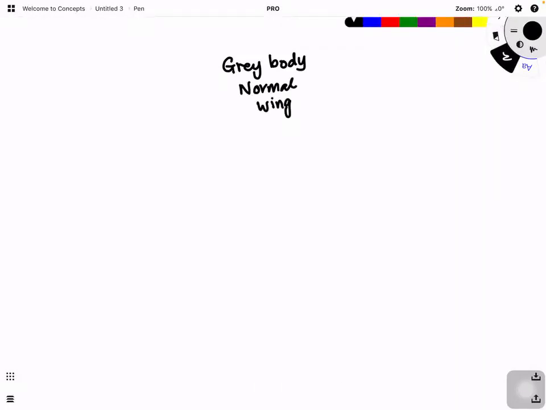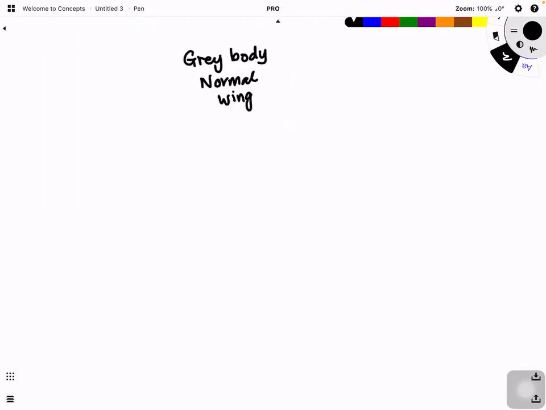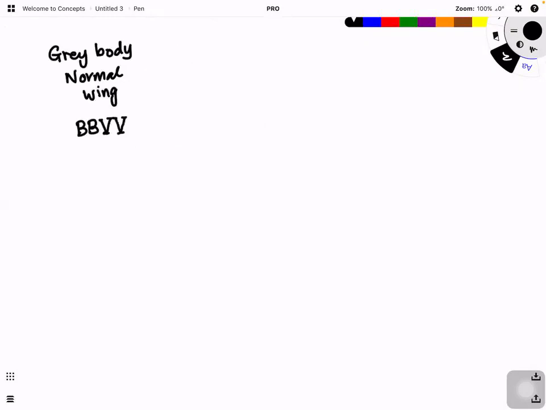Okay, gray body, normal wing. So if you cross gray body, normal wing, because first, this is the parental generation. So I put it as big B, big B, big V, big V. Okay, if I cross it with the black body, vestigial wing, or short wing. Can I put short wing? Okay, so it means that it's small b, small b, small v, small v.